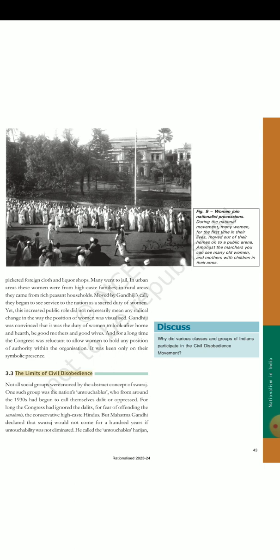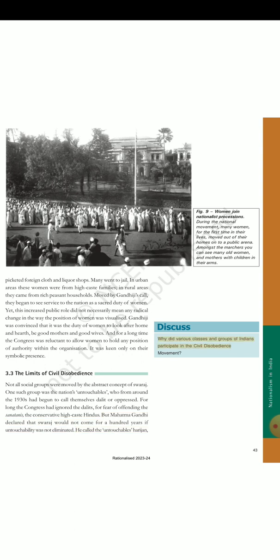3.3 The limits of civil disobedience. Not all social groups were moved by the abstract concept of Swaraj. One such group was the untouchables, who from around the 1930s had begun to call themselves Dalit or oppressed. For long the Congress had ignored the Dalits, for fear of offending the Sanatanis, the conservative high caste Hindus. But Mahatma Gandhi declared that Swaraj would not come for 100 years if untouchability was not eliminated. He called the untouchables Harijan.